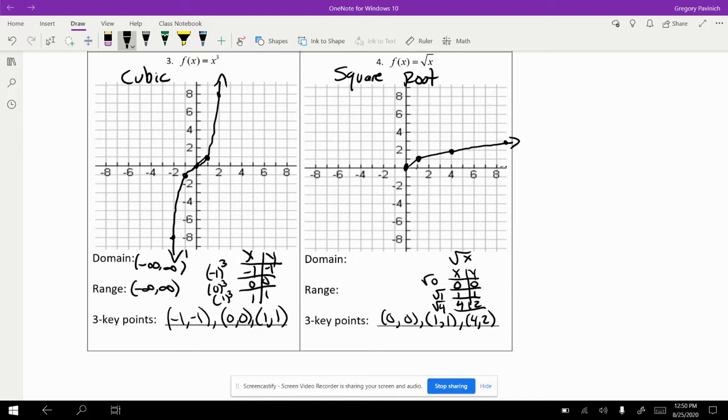Now remember, my square root domain is restricted. My x has to be greater than or equal to 0, but it can include 0. Obviously, we did that here by square rooting 0. And my range is the same way. It's not going to output a negative number, because when I square root a number, it will never output any of these negative numbers. So it is also restricted to 0 to infinity.